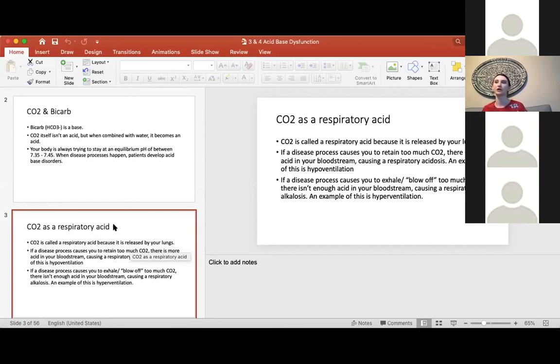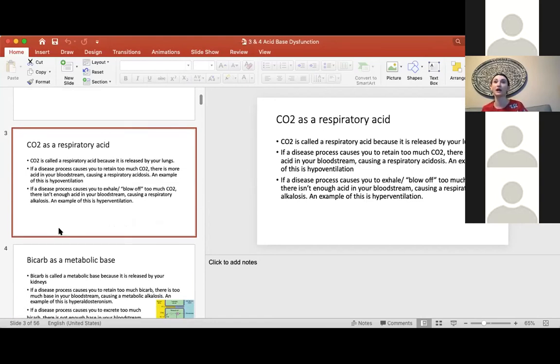If a person, let's say, takes a bunch of opiates and they're not breathing really well, or let's say that they have COPD and so their lungs, they're not able to get out air, then that's going to be more of a respiratory acidosis because we're retaining too much CO2 or hypoventilating.